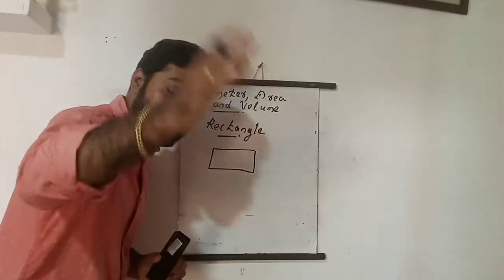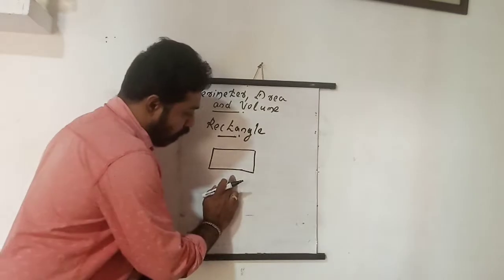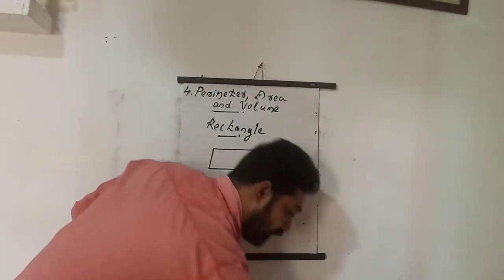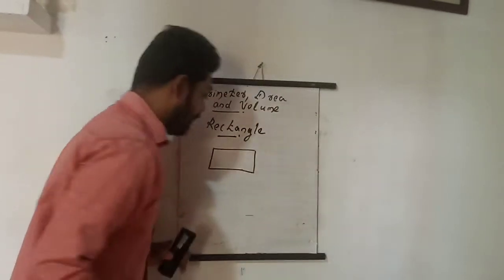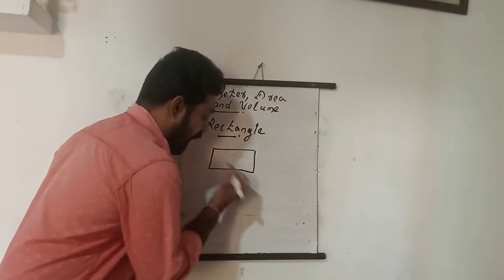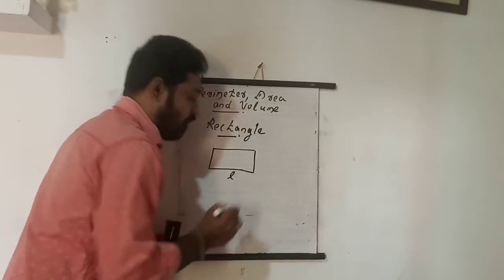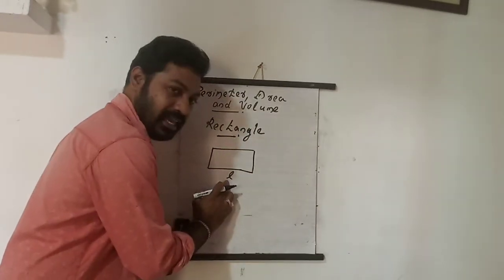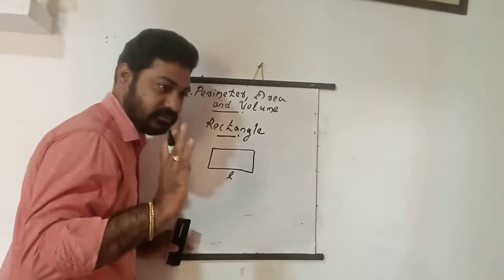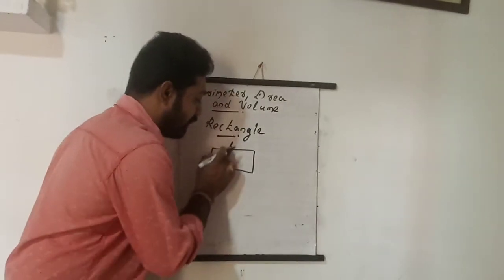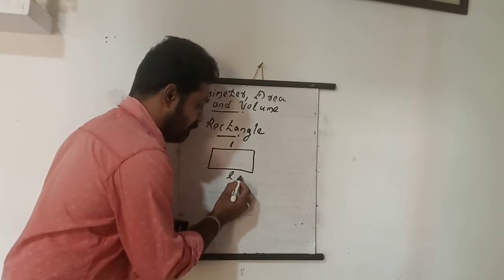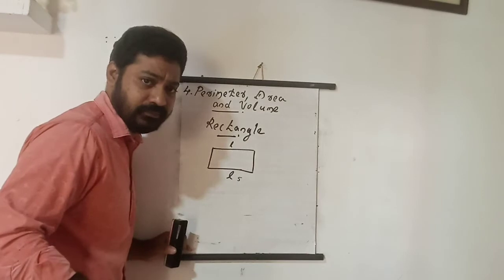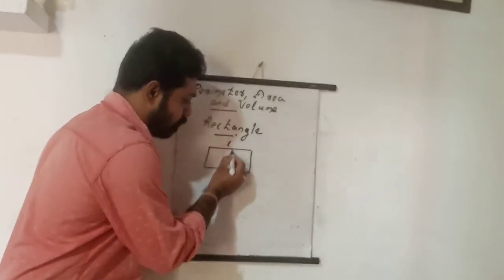Its opposite sides are equal. The opposite sides are equal in a rectangle. Suppose I am calling this the length of the rectangle. This part is the length. I am representing length by L. This is also length. Why? If it is 5 centimeter, this opposite side is also 5 centimeter. That is the property of a rectangle. Understand? So these opposite sides are equal.